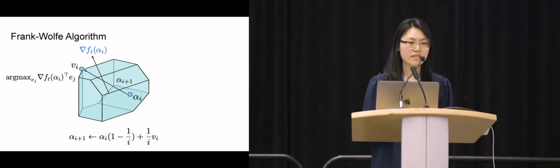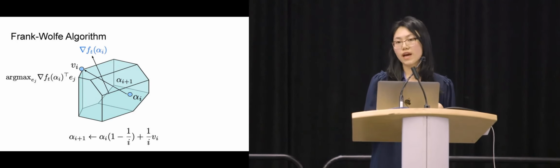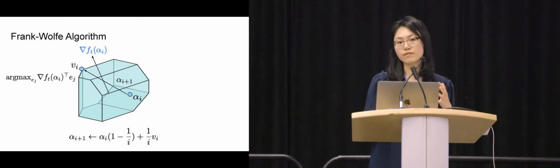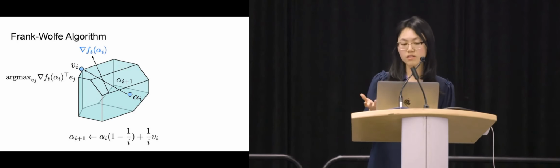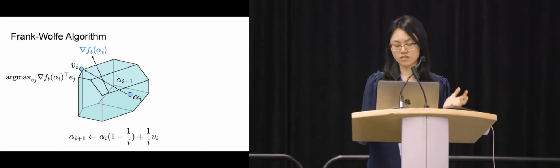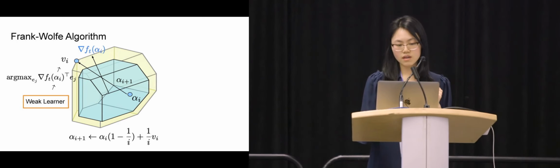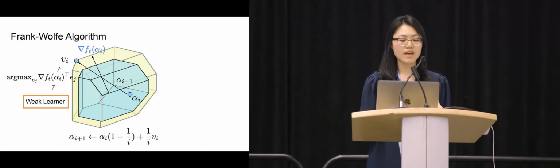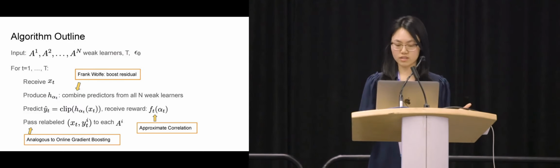And the Frank-Wolfe algorithm works in the following way. Suppose we have seen I weak learners and we're at alpha I. We take the gradient of FT with respect to alpha I, and we find the vertex VI in the polytope that has the maximum inner product with the gradient, and we move towards that direction. So in the approximate oracle, we instead optimize over an enlarged space, and we can actually use the weak learner to obtain this vertex in the enlarged polytope, and this is how we use the weak learner to construct the strong learner.